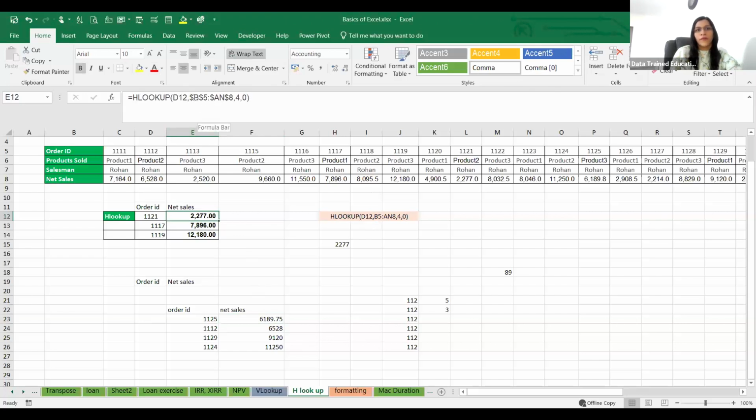This one, B to AM. From where we have started, this B5, from order ID to last, AN 8. Clear?